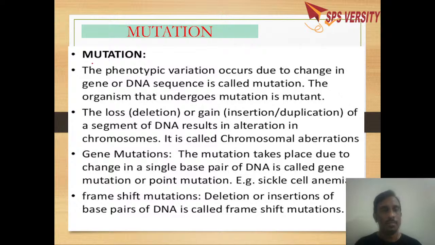In the previous session, we discussed Thomas Hunt Morgan's experiment, the linkage and recombination. So now we are discussing the concept of mutation. What is meant by mutation? Mutation is a sudden change in the phenotype. And this sudden change is due to a change in DNA or gene sequence.